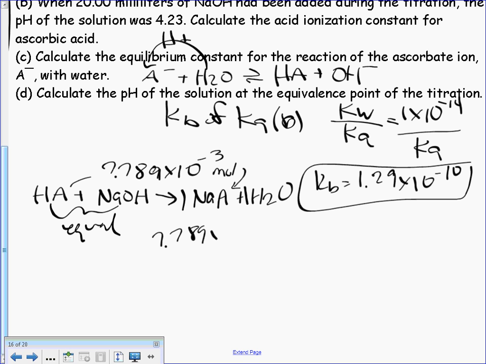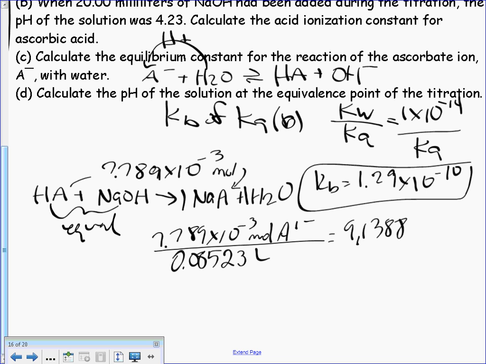And what is that? 50 plus the 35.23 that it said was used at the equivalence point. So 85.23 mL, or 0.08523 liters. That gives us a concentration of 9.1388, and I'm extending my decimals because I don't want to have any rounding error. That's the molarity, 9.1388 times 10 to the negative 2 molar.